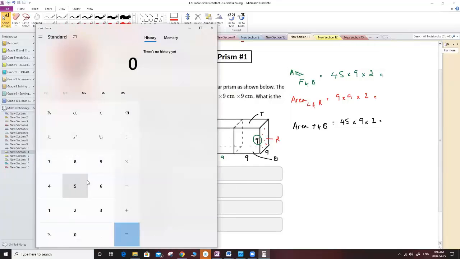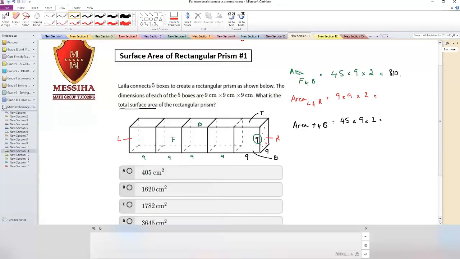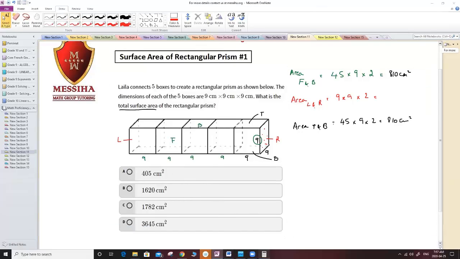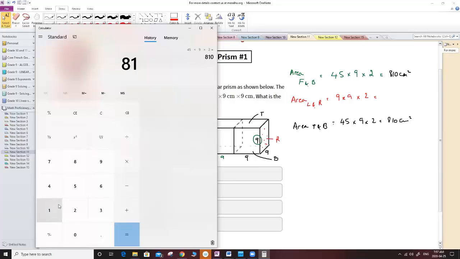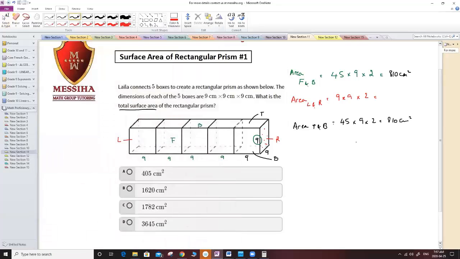So I can say 45 times 9 times 2 equals 810. So both of these are going to be 810. For sure, this is centimeter square, and here 810 centimeter square. And the last one is 9 times 9 equals 81. So 81 times 2 equals 162. So 162 centimeter square.